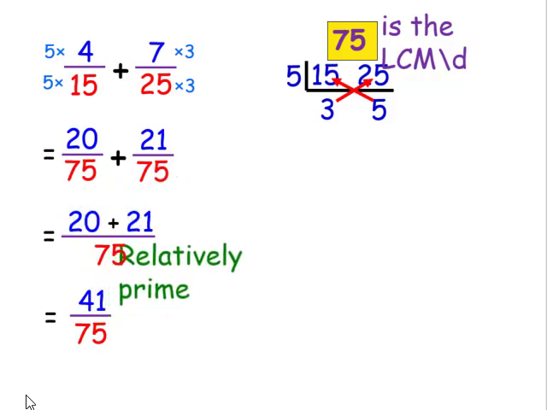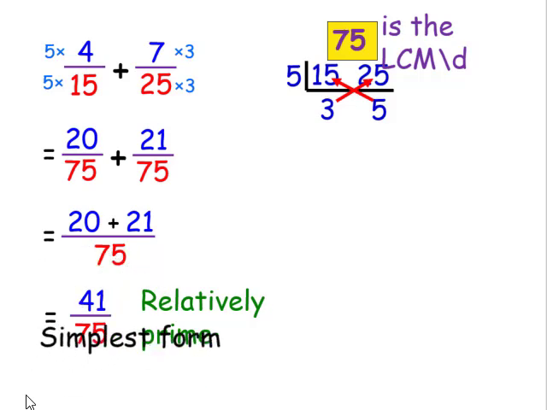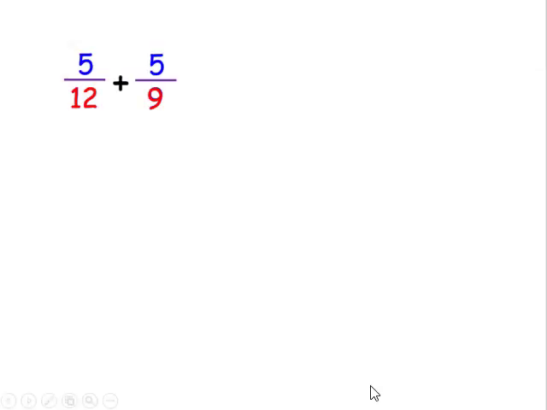And this is in fact relatively prime, so we know it's in simplest form. You may want to pause the video and try it yourself, or you may follow along. What number can we factor out of 12 and 9? Well, that would be 3. 12 divided by 3 is 4. 9 divided by 3 is 3.